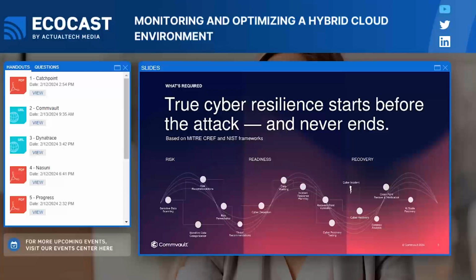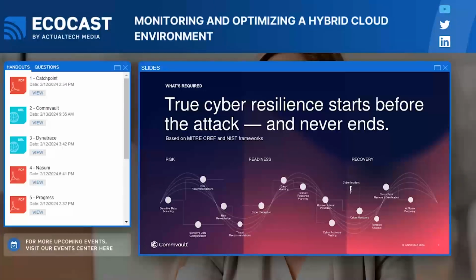Given that, what does cyber resilience look like? It's not just about rapid and reliable recovery. After an attack, it's common to hear the question, do we have a clean backup? We believe this is the wrong question for today's threats. Instead, the question should be, can we recover within the business's time frame?